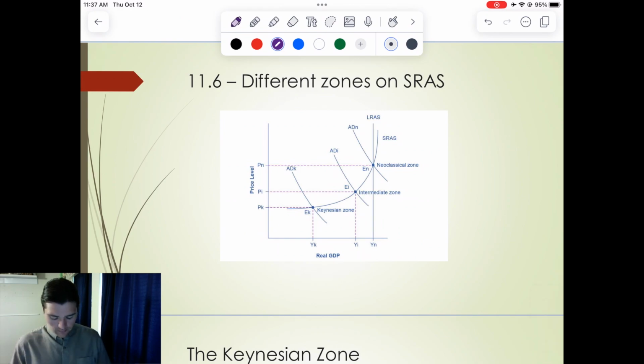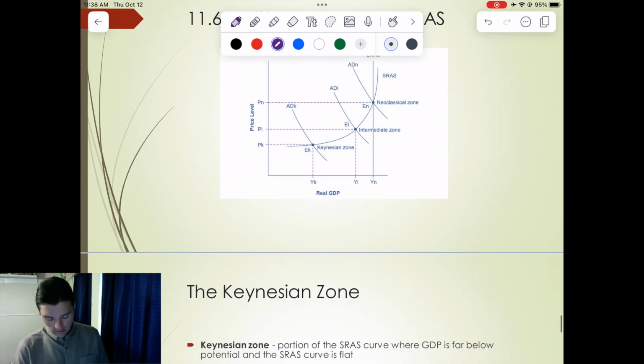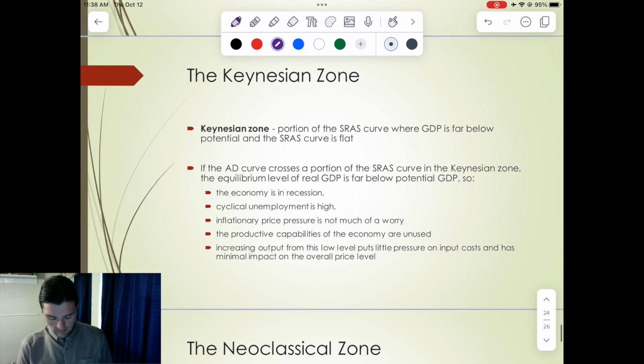Now, let's talk about the different zones that we have in the supply curve. So we do have a Keynesian zone, an intermediate zone, and a neoclassical zone. With the Keynesian zone, what is happening here is that this is the portion of the supply curve where GDP is far below potential and the SRAS is flat.